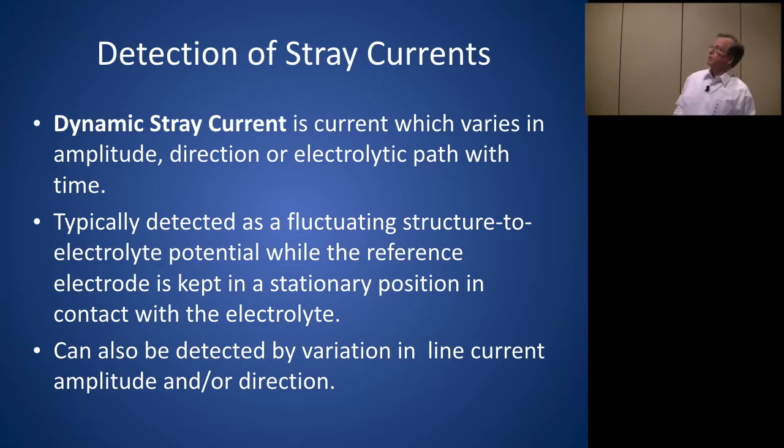But how do you know if you have it? We just kind of saw that. You know, it's current that varies either in the path, amplitude, or direction. Typically, you see a fluctuation.